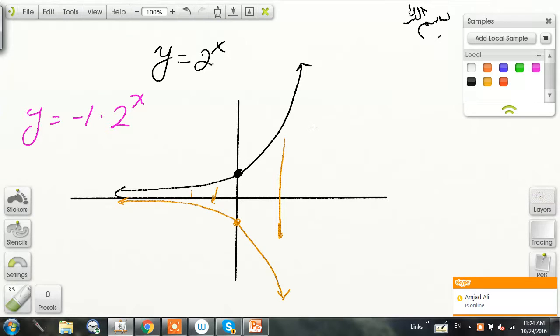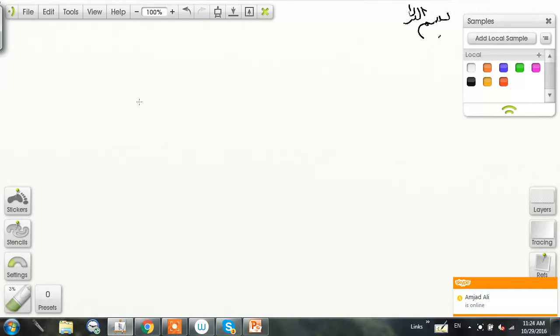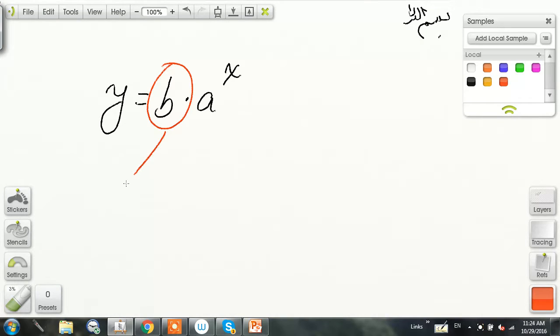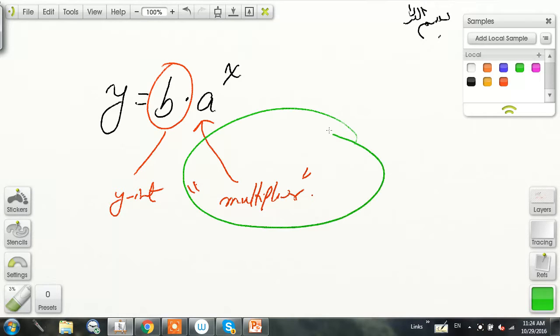Got it? Okay. And then we can see why we can write a general equation like this: y equals b times a to the x, right? Where b is the y-intercept, and a is the multiplier. Y-intercept, multiplier. I explain to you what this is, because you need to know this to answer the question that we're talking about. Okay?